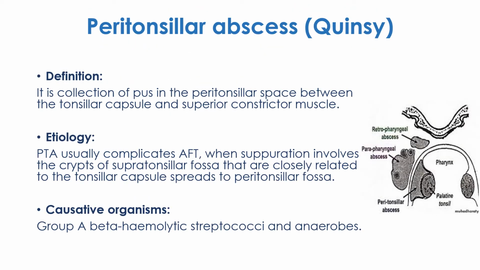First of all is peritonsillar abscess or quinsy. The definition: it is a collection of pus in the peritonsillar space between the tonsillar capsule and the superior constrictor muscle, as you can see here in this diagram. Normally, peritonsillar abscess complicates acute follicular tonsillitis when suppuration involves the crypts of the supratonsillar fossa, which are closely related to the tonsillar capsule, and might spread to the tonsillar fossa. The main causative organisms are group A hemolytic streptococci and staphylococci.